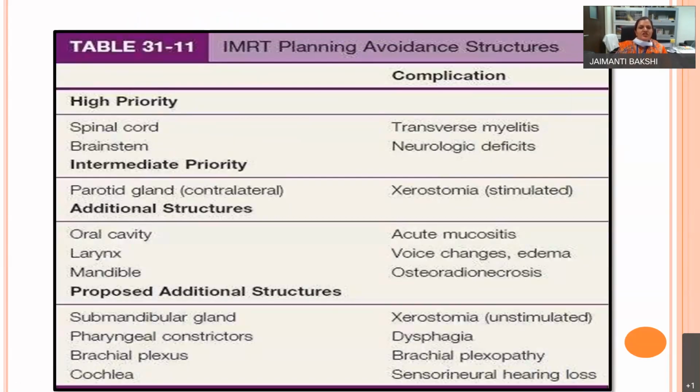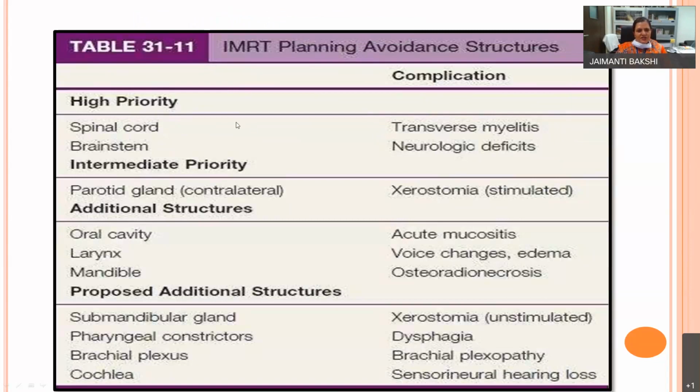So what are the complications of IMRT, and which structures should be avoided in IMRT? So if we see the IMRT treatment planning, the high priority is to be given to the spinal cord and brainstem, because they are very sensitive to the high dose of radiation.